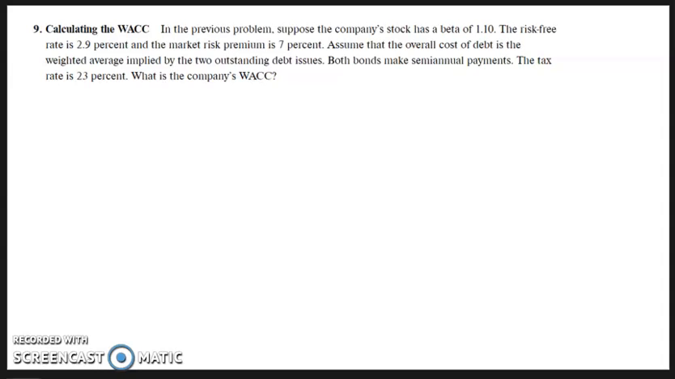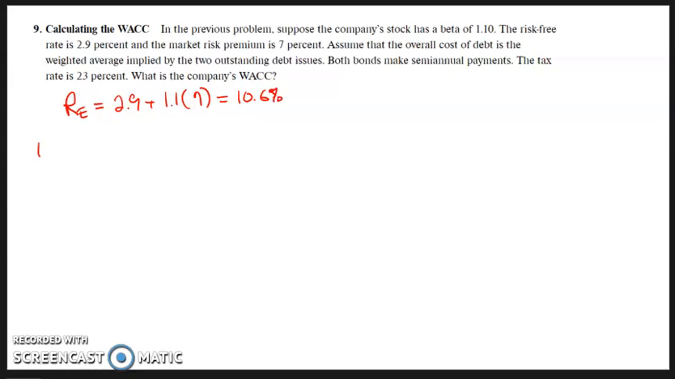So, do the easy part first. The cost of equity, we'll use the CAPM. So, 2.9 plus 1.1 times the market risk premium, the 7, and that is 10.6%.